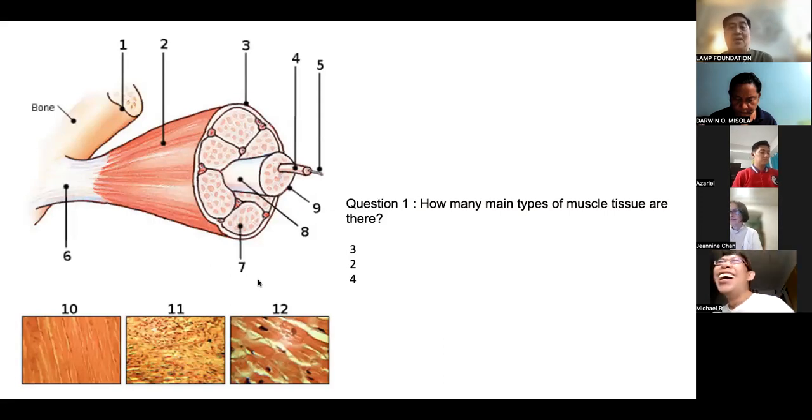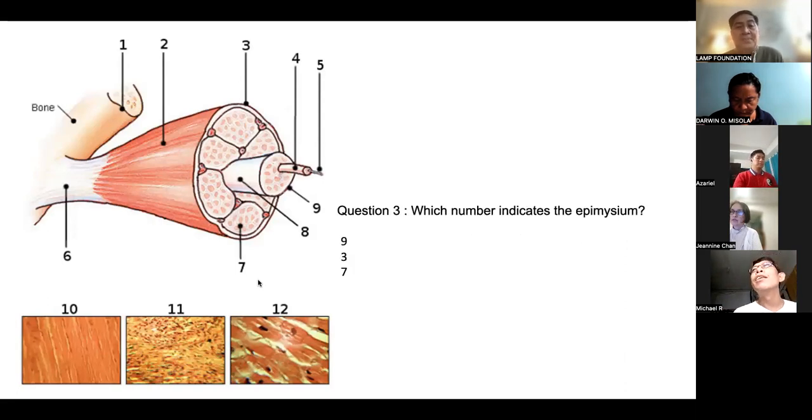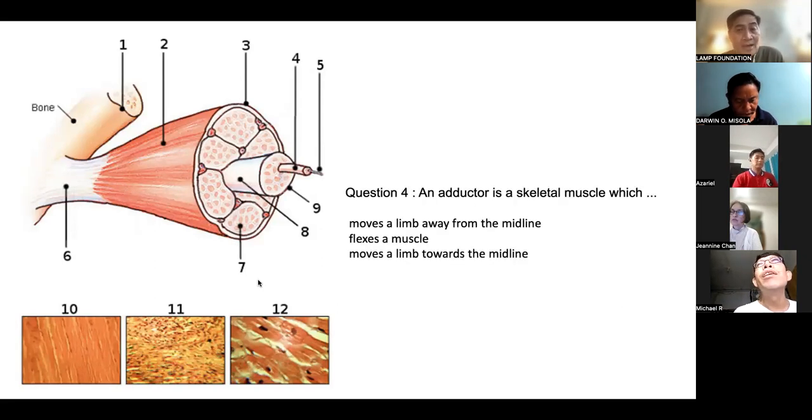Okay, let's go. How many main types of muscle tissue are there? 3, Doc. A muscle's elasticity is its ability to return to its original length after contractions. Which number indicates the epimysium? It's number 3.